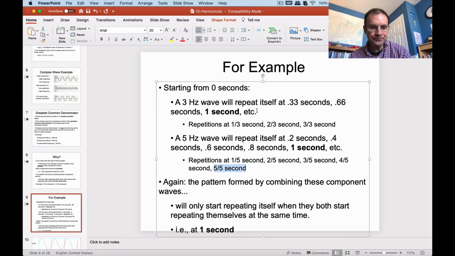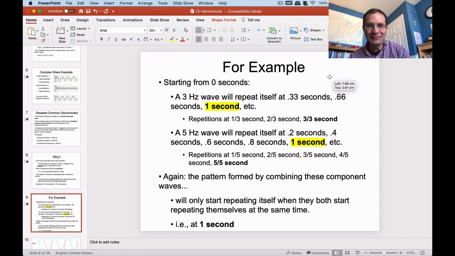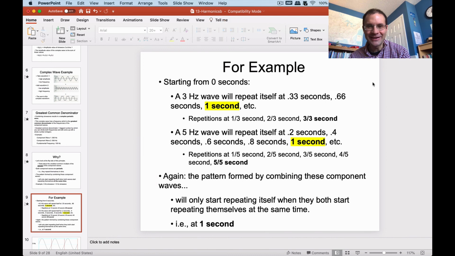So they're repeating themselves. These individual sine waves are repeating themselves in time, but the pattern formed by combining these sine waves is only going to start repeating itself when both of those individual patterns start repeating themselves at the same time. And the only place where they coincide is here at 1 second. And I bolded everything here, so I'm going to super bold this by highlighting it as well. And then maybe move it up a skosh so it all fits on the slide.